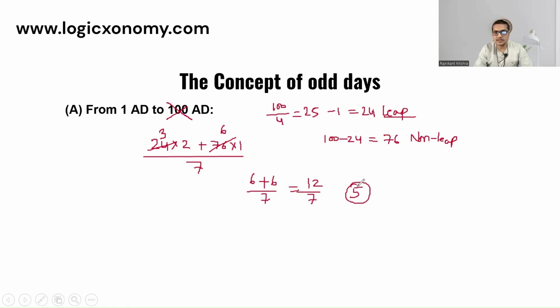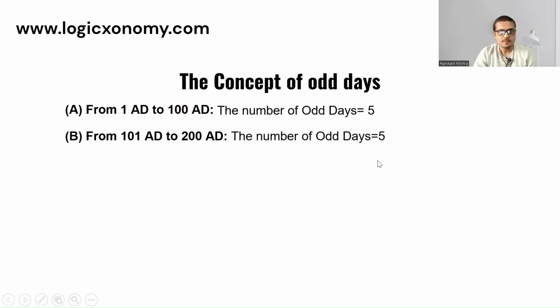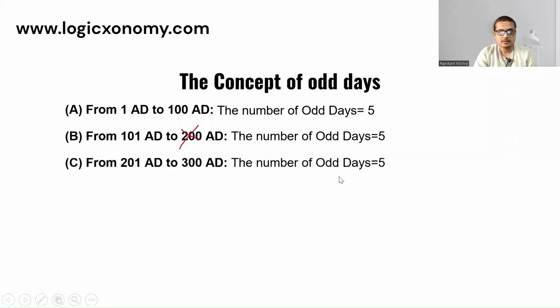This theorem is known as the remainder theorem. It means in the first century, the number of odd days is equal to 5. Similarly, in the second century, from 101 AD to 200 AD, the number of odd days is equal to 5, because 200 is not a leap year. In the third century, the number of odd days is equal to 5.